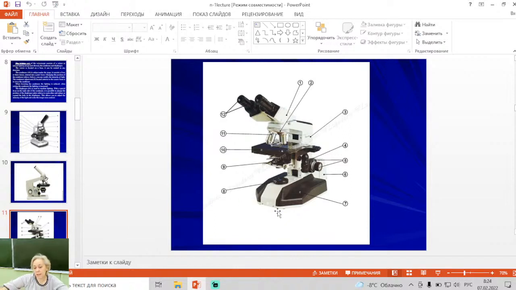This microscope has two oculars and coarse focus adjustment knob number 4 and fine focus adjustment knob number 5. Lamp 8, condenser 9, mechanical stage 10, lens 11, other elements the same.